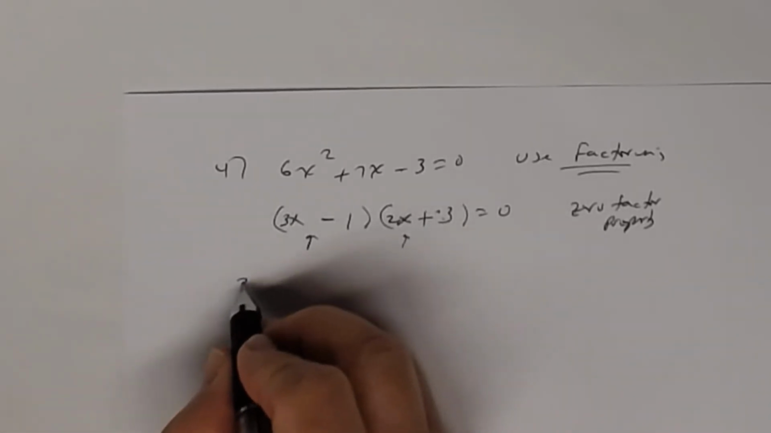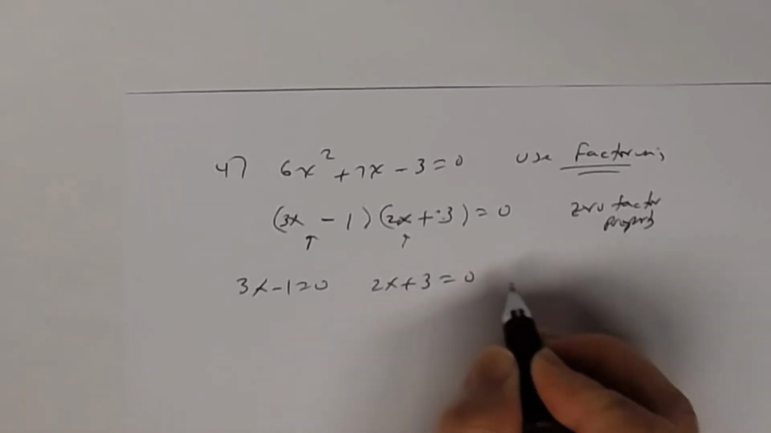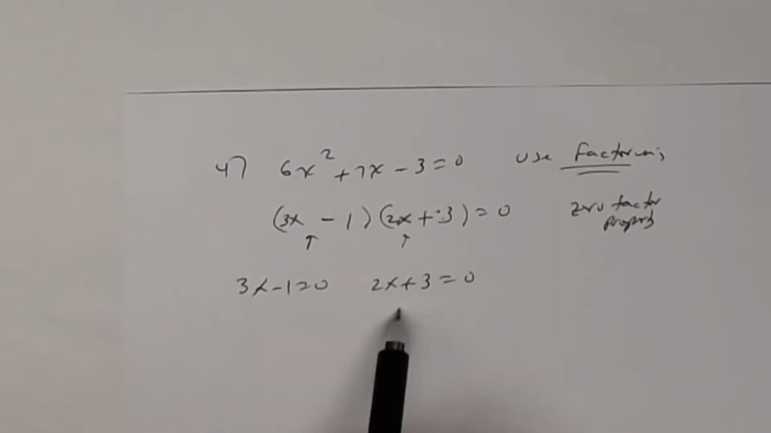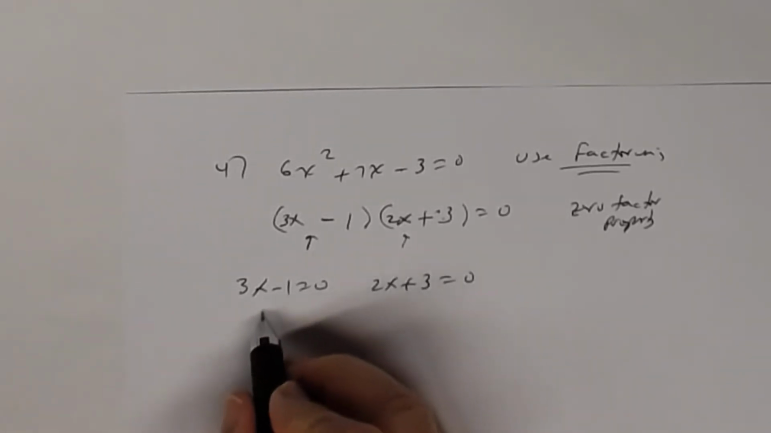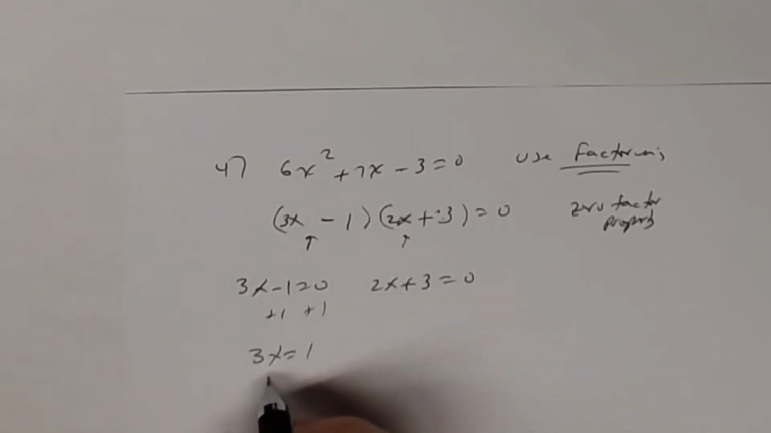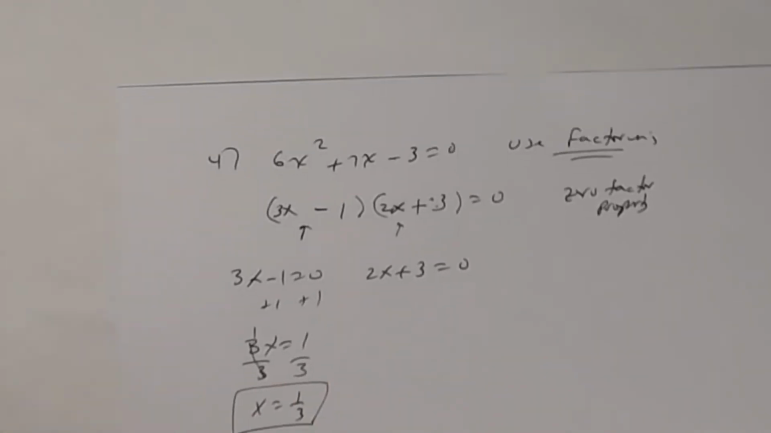So you're going to say 3x minus 1 equals 0, 2x plus 3 equals 0. So now notice I went from a quadratic equation to two linear equations. And so we're going to solve these linear equations. So we're going to add 1 to both sides. So I get 3x equal 1. And then divide both sides by 3. Reduce. I get x to be 1/3. So there's one of your solutions.